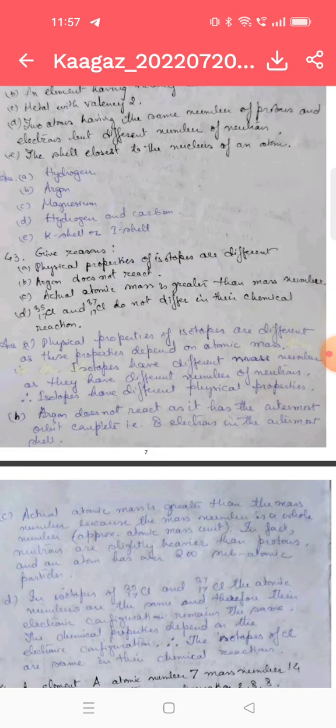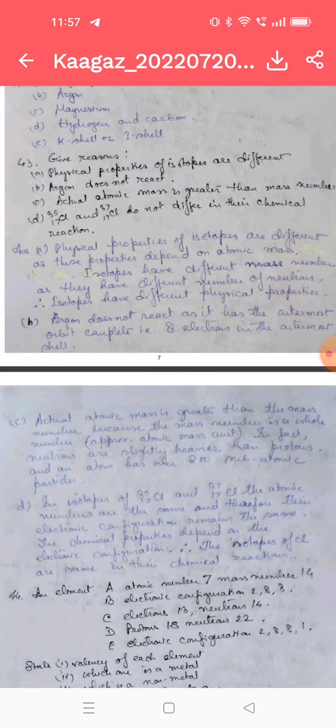Then, actual atomic mass is greater than the mass number. Actual atomic mass is greater than the mass number because the mass number is a whole number, approximately atomic mass unit, AMU we call it. In fact, the neutrons are slightly heavier than the protons, and an atom has over 200 subatomic particles. One atom has 200 subatomic particles, and neutron is slightly heavier than the protons.